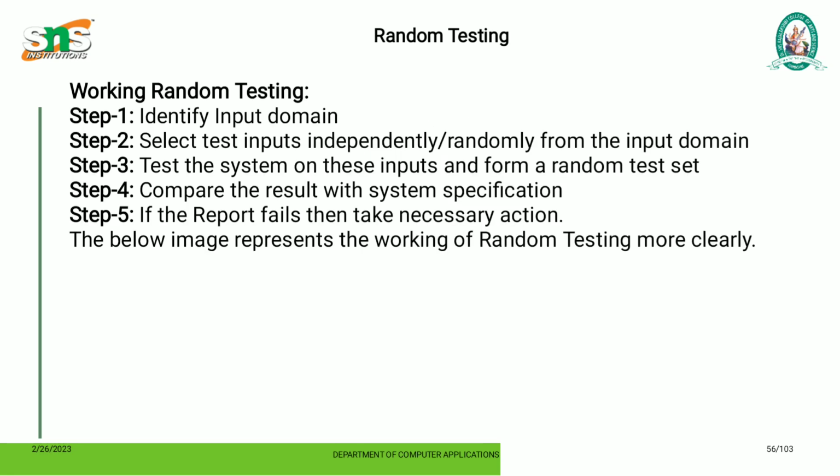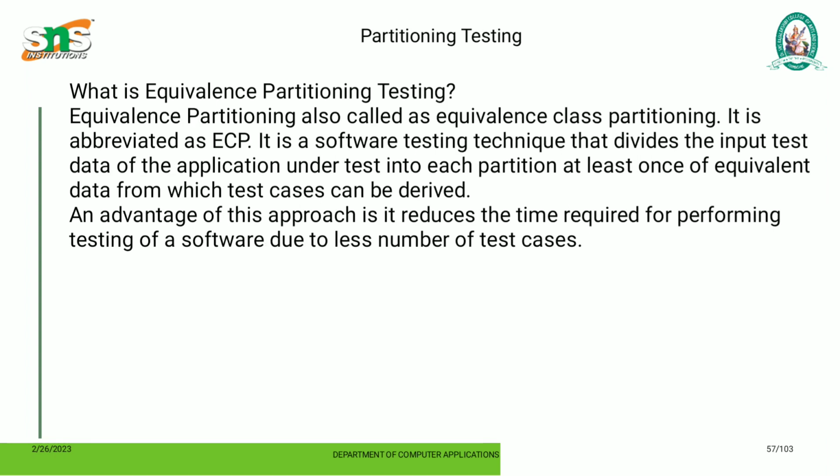For working random testing, there are some steps we have to follow, around 5 steps. Input output process: here we identify the input domains. Next, select test inputs independently and randomly from the input domains. Test the system on these inputs and form a random test set. Compare the results with your system specification. If the report fails, then take necessary action. The image below represents the working of random testing more clearly.